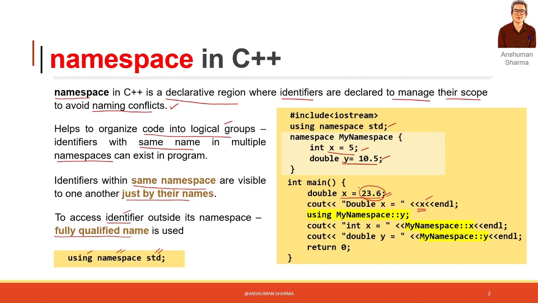But if we want to use the value of x or y of this namespace, then x is accessed by providing the fully qualified name. As I have told you, we have to add the fully qualified name. So here, the x variable is qualified with the namespace name and the scope resolution operator. This helps to identify which x we are using: this one, the one defined in my namespace. Thus we can avoid naming conflicts, that is, a variable x is here and a variable x is here.